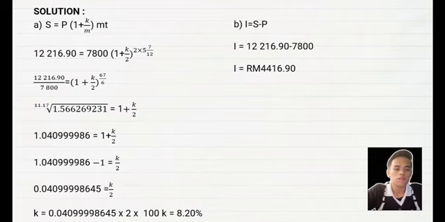For the last step, the 11.17th root of 1.566269231 will be minus 1. We will then multiply it by 2 and 100 to find the value of K. So, the value of K is 8.20%.